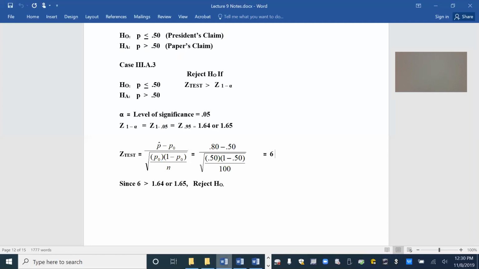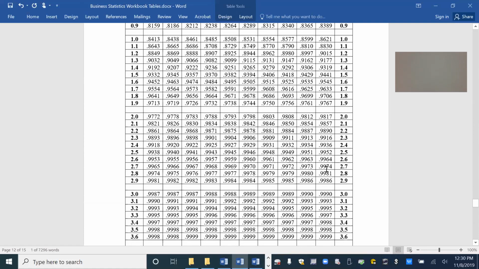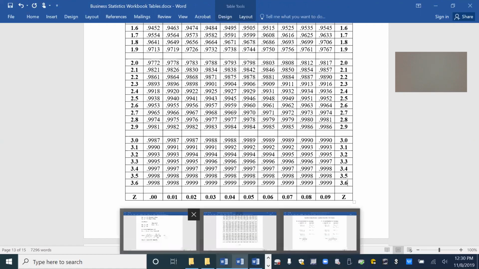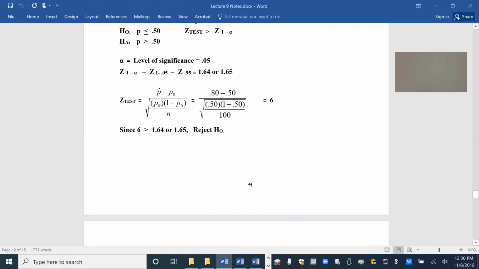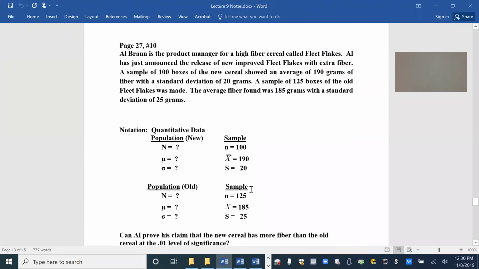Could I find the p-value? No, because if I looked up plus 6 standard deviations, we're literally off the charts. I can't even find a p-value. It's so extreme. So we're 99.99999% sure that the president is wrong. We can't even figure out, given the tables that I provided you with. The end. We proved it.